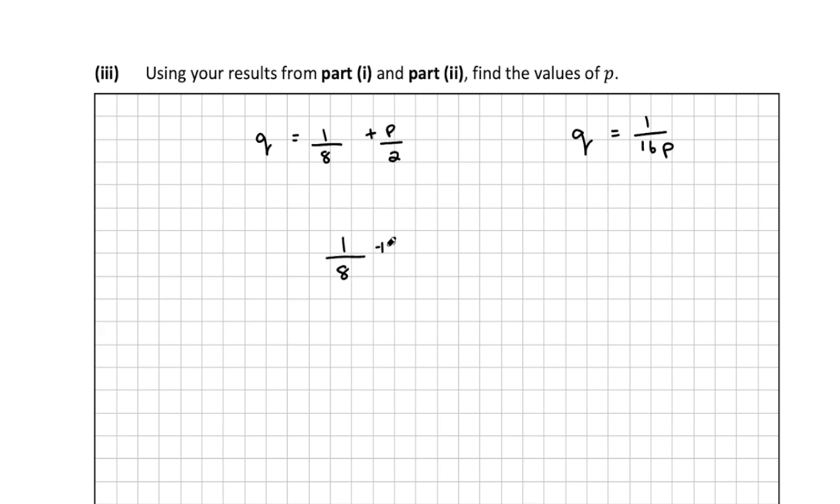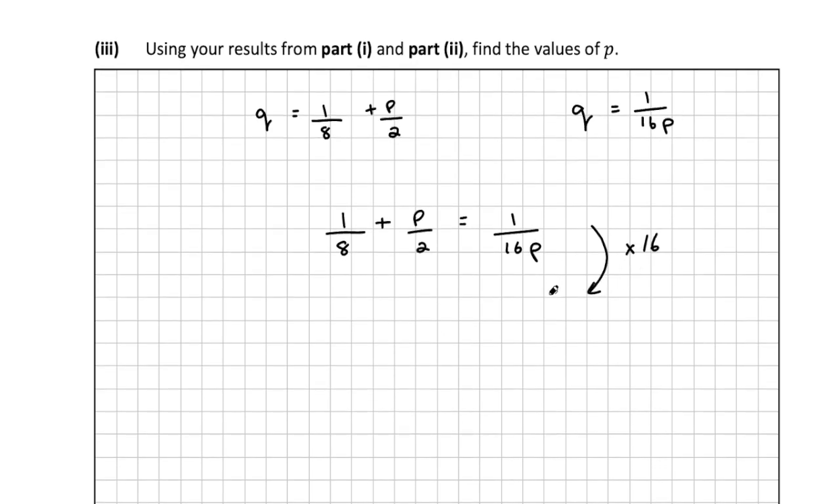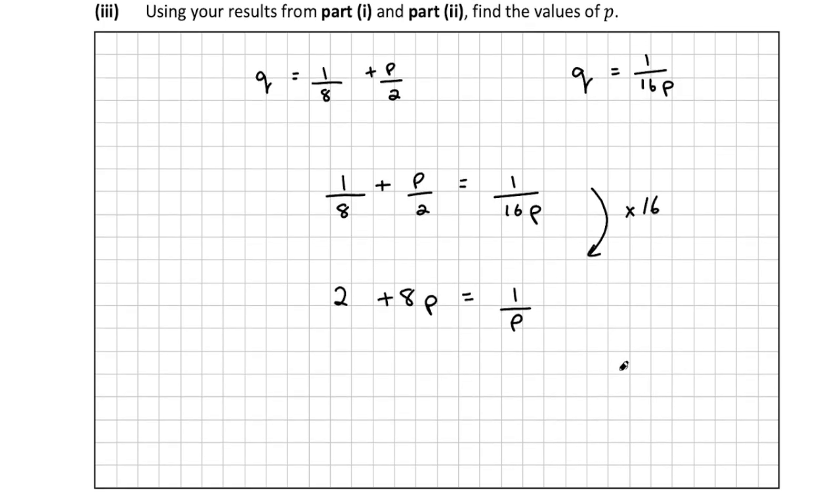So I'm going to have 1/8 plus P all over 2 is equal to 1/16P. So what I'm going to do is multiply every single thing through by 16. That's going to let me get rid of some of these fractions. So if I multiply 16 by 1/8, I get 2. Plus, if I multiply 16 by P over 2, I'm going to get 8P. And if I multiply 1/16P by 16, I'm going to be left with 1/P. I then definitely want to get rid of that P on the bottom. It's dividing, so to get rid of it, I'm going to multiply everything through by P. So I get 2P plus 8P squared equals plus 1, apologies.